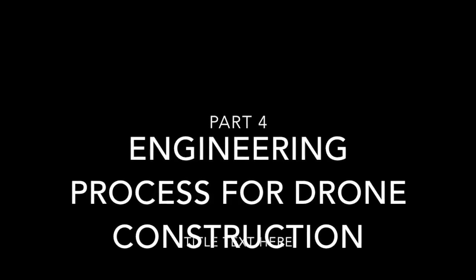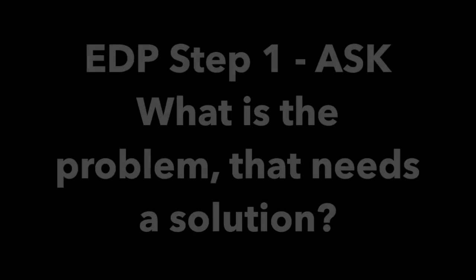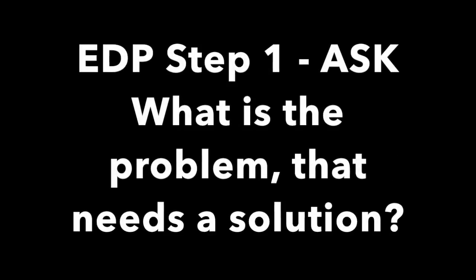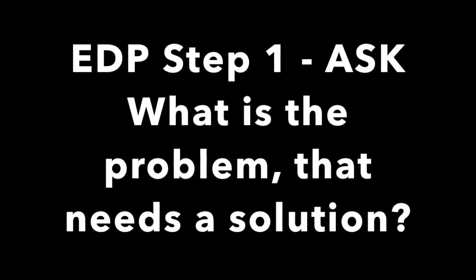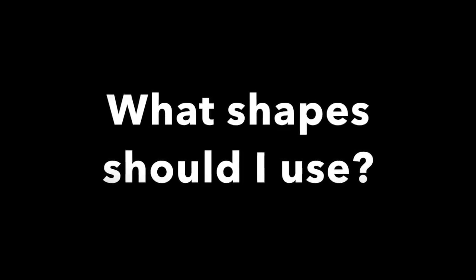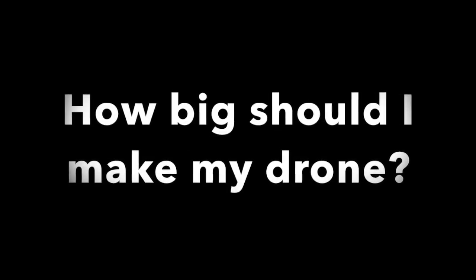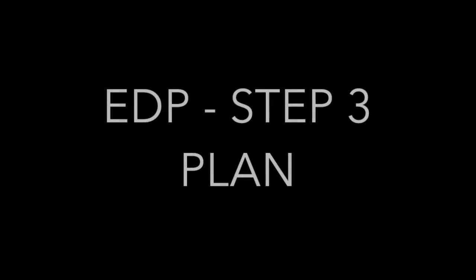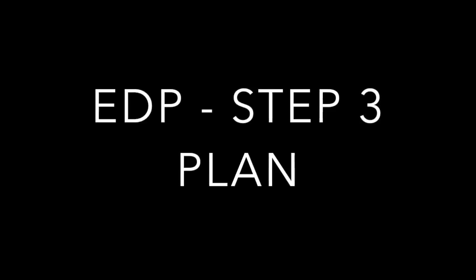Part 4 is the engineering process for drone construction. EDP step 1 is to ask what is the problem that needs a solution. The problem at hand was that we need to create a drone that was 4.1 grams. The questions I asked myself were, what shape should I use? How big should I make my drone? EDP step 2 was to imagine what kind of drone I wanted to make. EDP step 3 is to plan out the drone. And EDP step 4 is finally to create the drone on SketchUp Make.